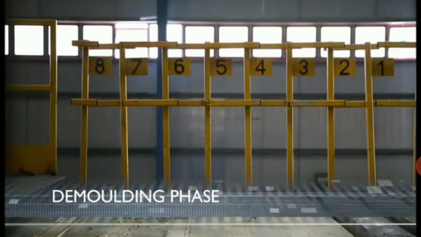So now the demolding phase. They have given numbers to the different molds there, which again depends upon the different sizes as well as the dimensions of those molds. So as per the required dimensions, they have given those numbers to the different molds.